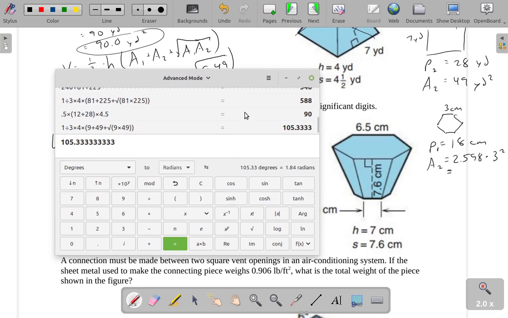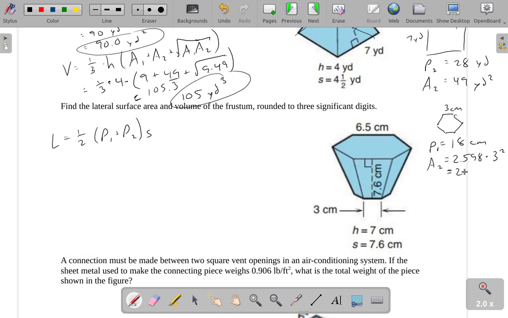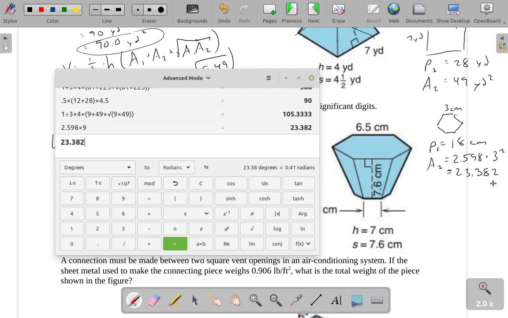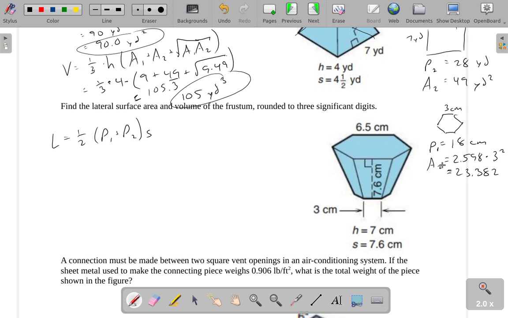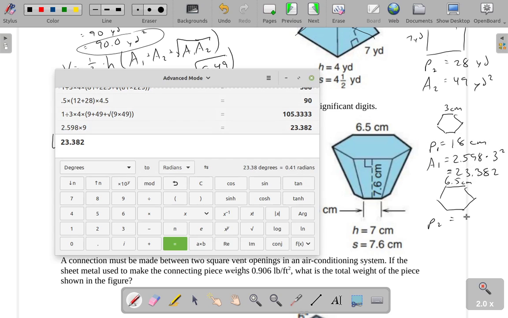If we need more significant digits, we could always go with the more exact version there, but we only need 3. 2.598 times 9 is 23.382. That's not area 2, that's area 1. And then for the other hexagon, this one has 6.5 centimeters for each of the sides, so the perimeter of this one, P2, 6.5 times 6 is 39 centimeters.